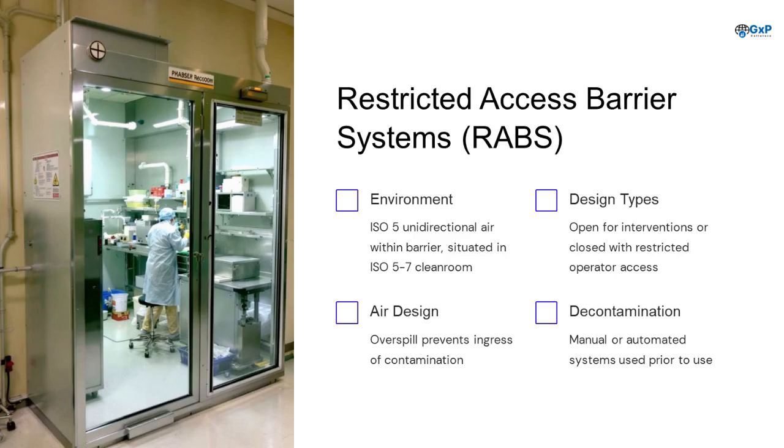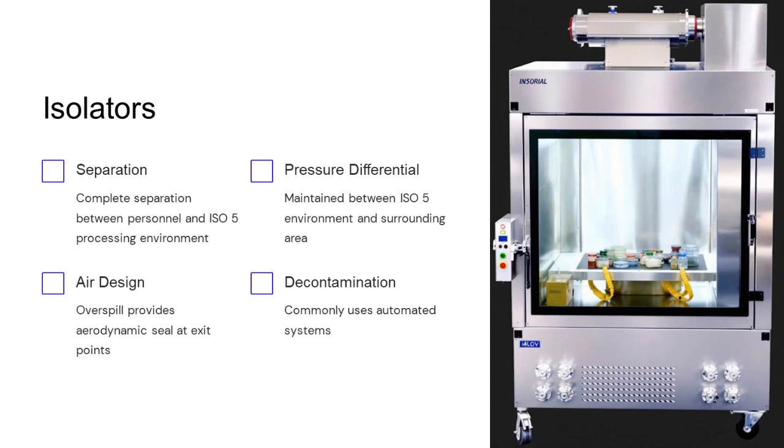They feature ISO 5 unidirectional air within the barrier, situated in ISO 5 to 7 cleanrooms. RABs are designed to prevent contamination through overspill and can be decontaminated manually or through automated systems. Isolators provide complete separation between personnel and the ISO 5 processing environment. They maintain a pressure differential between the ISO 5 environment and surrounding areas, ensuring contamination is minimized. Automated systems are commonly used for decontamination.